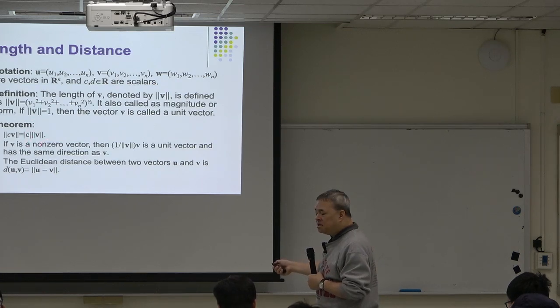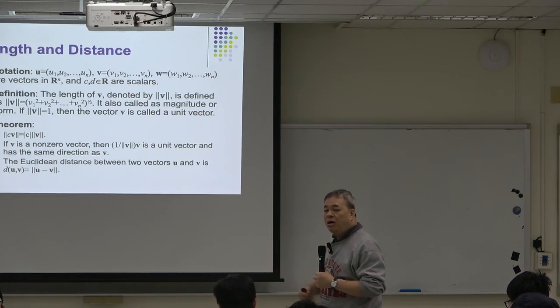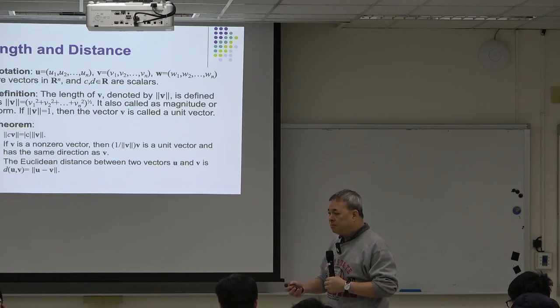Now the theorem: the norm of CV equals the absolute value of C times the norm of V. So this is a theorem, so yes, it requires proof.